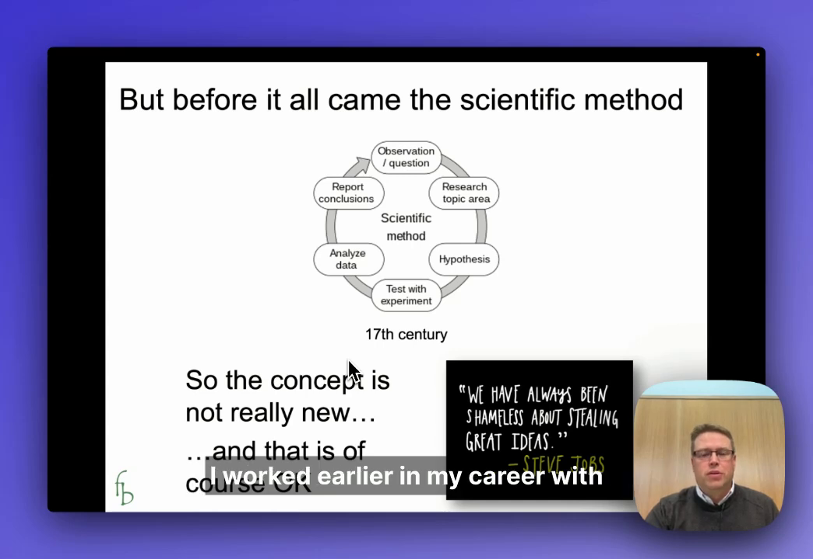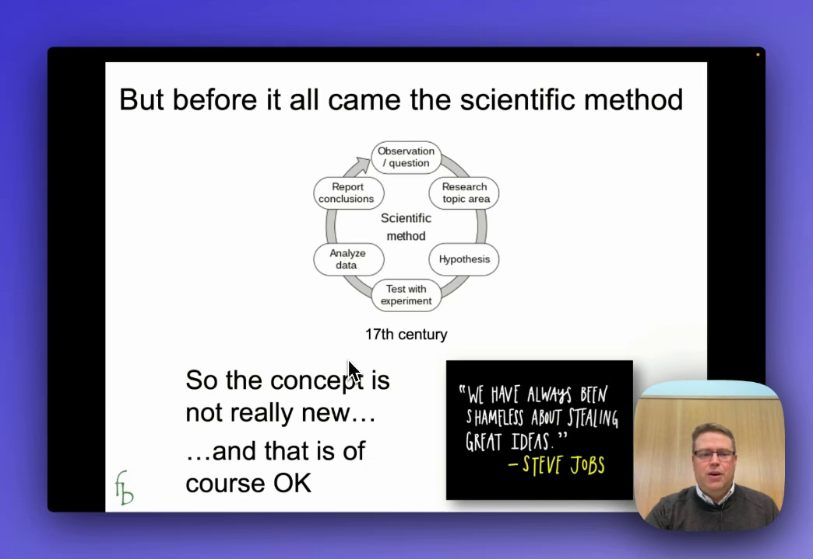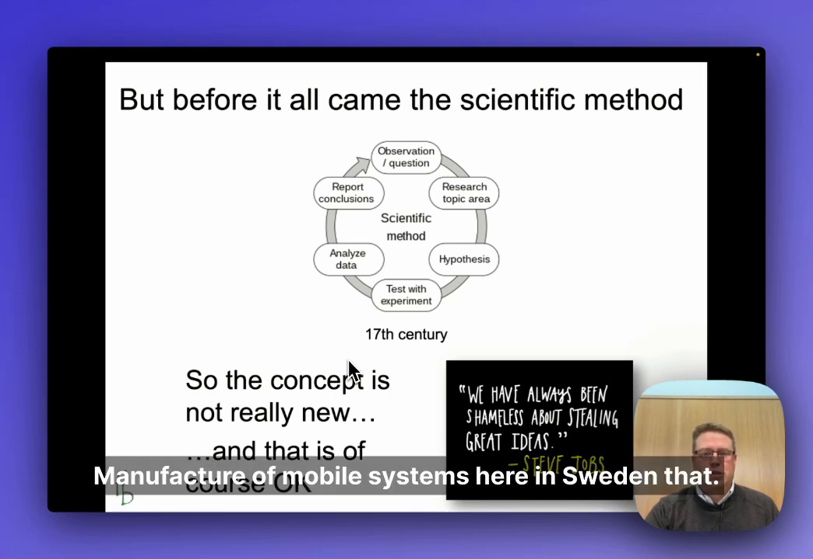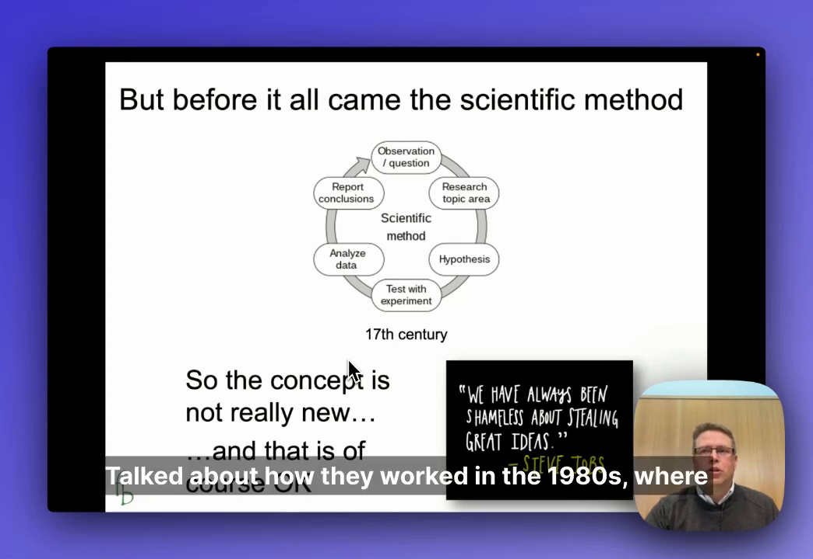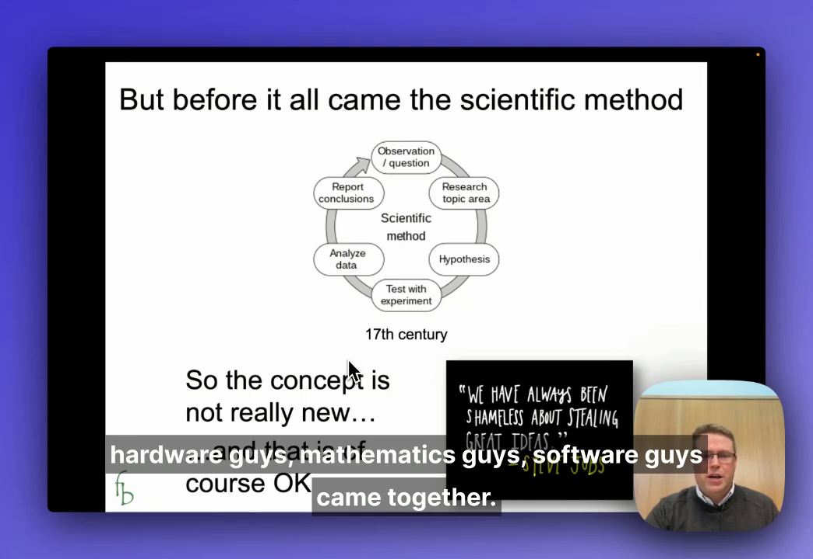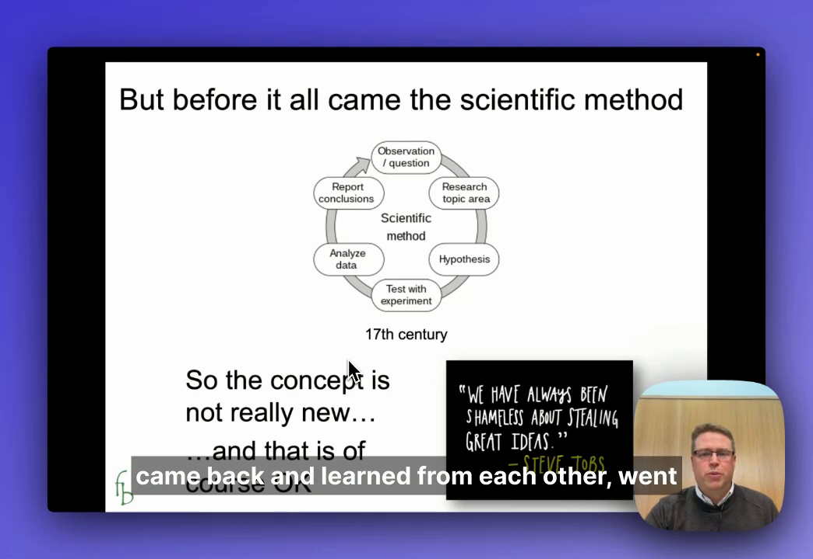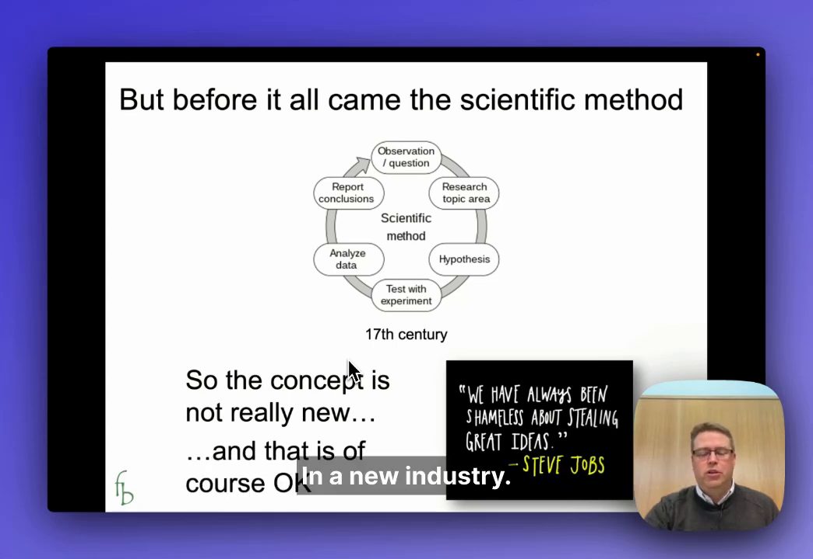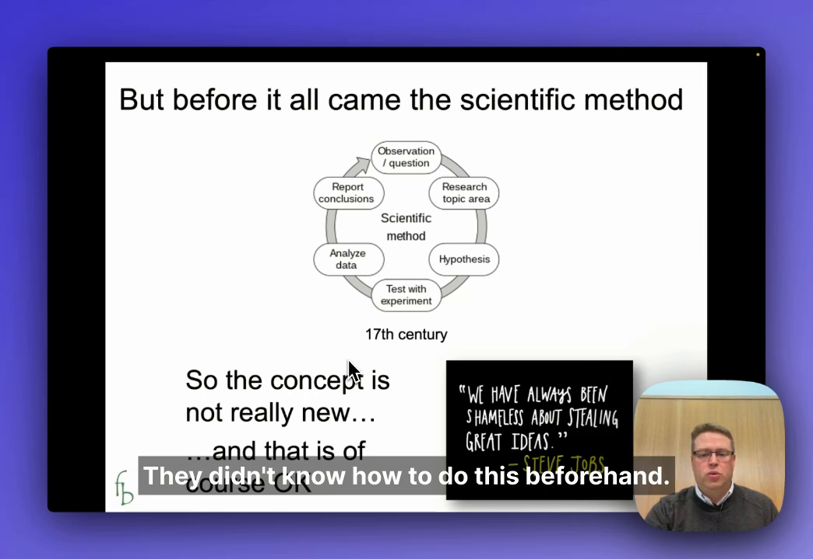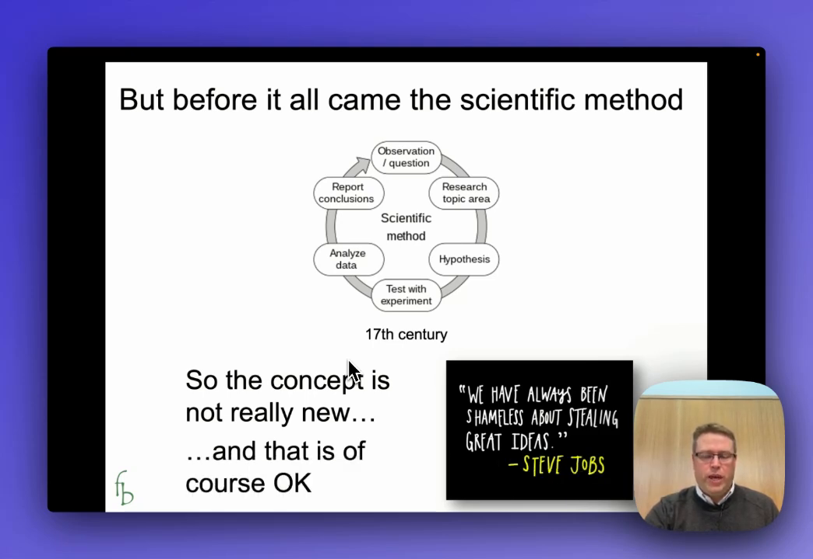I worked earlier in my career with a team at Ericsson, a big manufacturer of mobile systems here in Sweden, that talked about how they worked in the 1980s, where hardware guys, mathematics guys, software guys came together, came up with a hypothesis, started trying something, came back and learned from each other, went back and worked together as a cross-functional team to build something completely new in a new industry. They didn't know how to do this beforehand. They had to learn along the way.